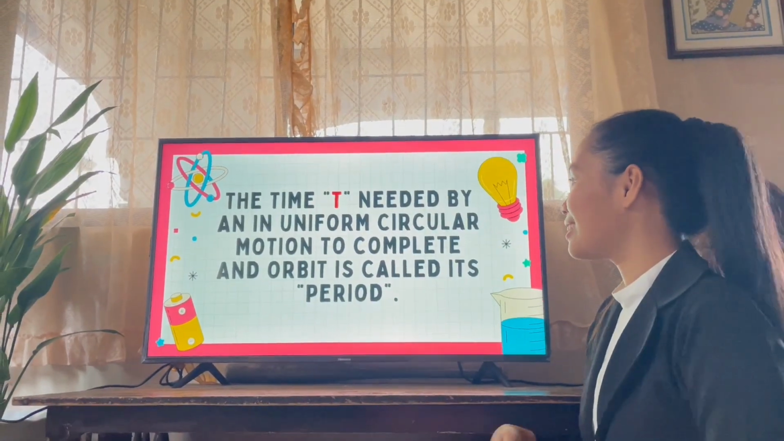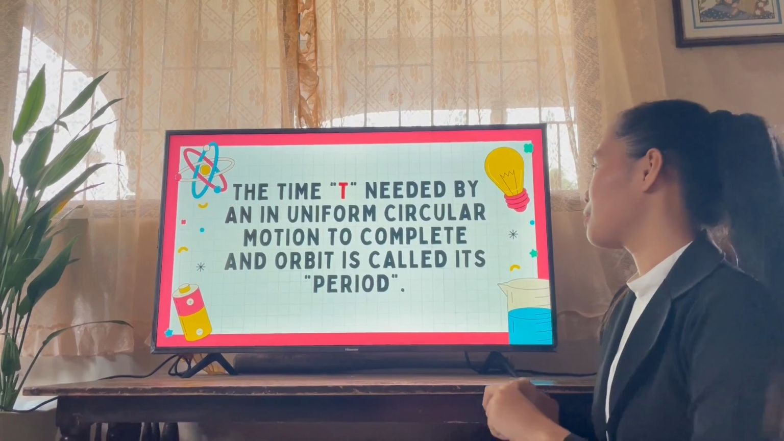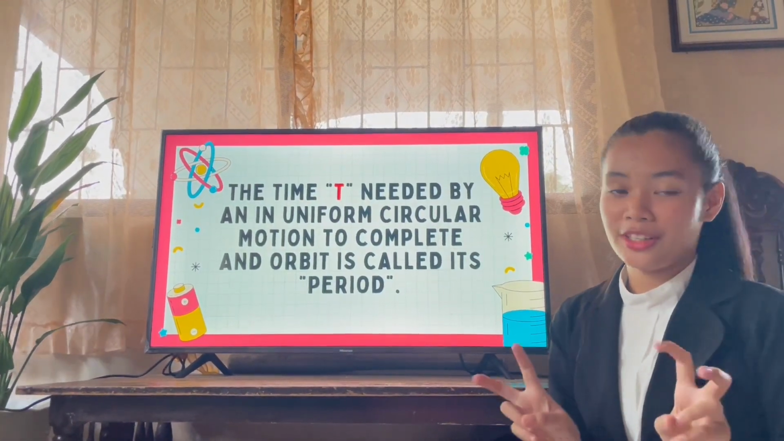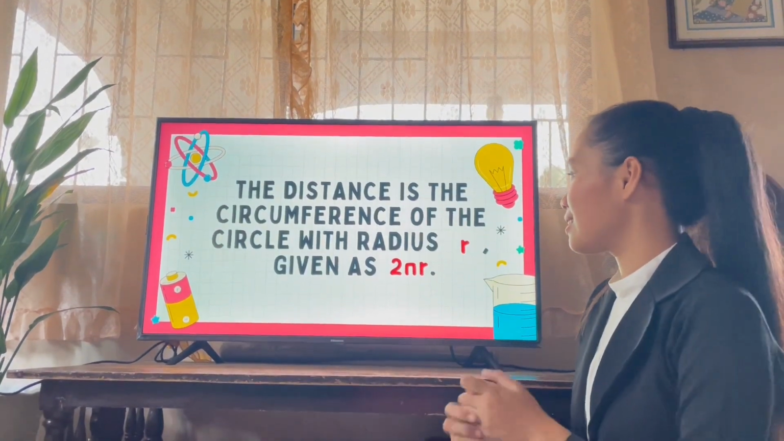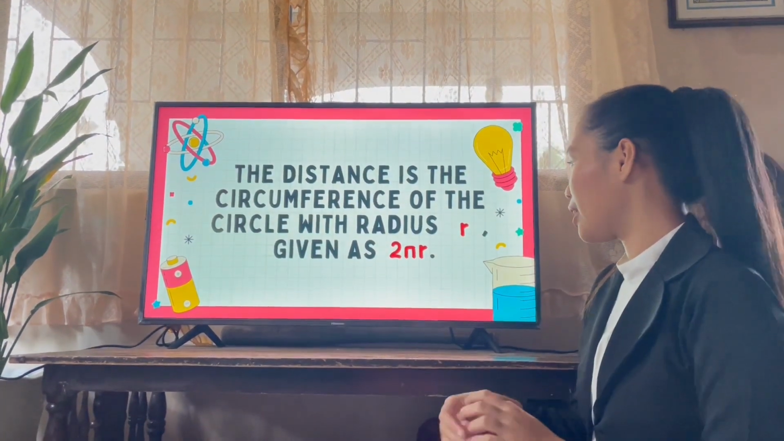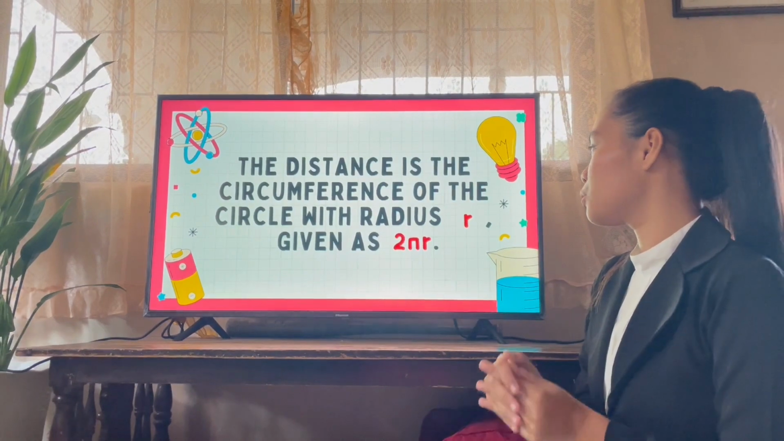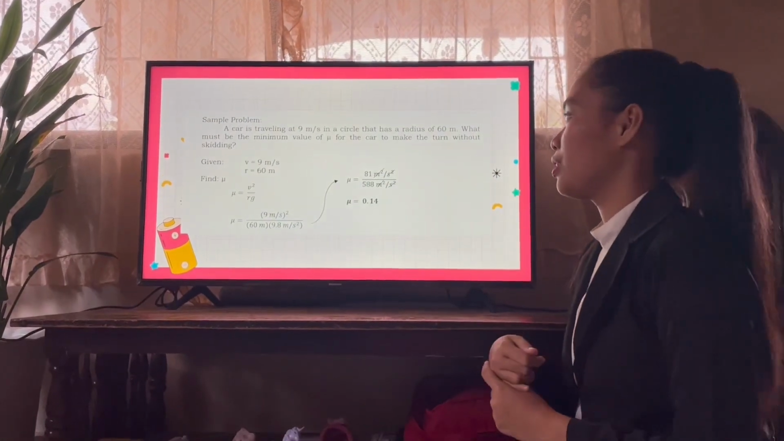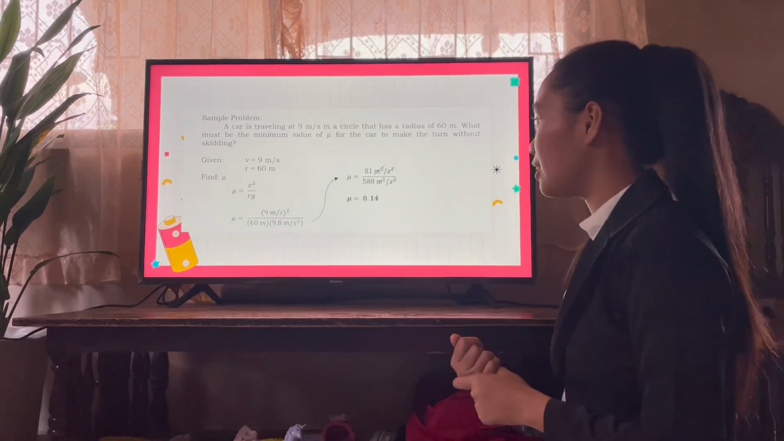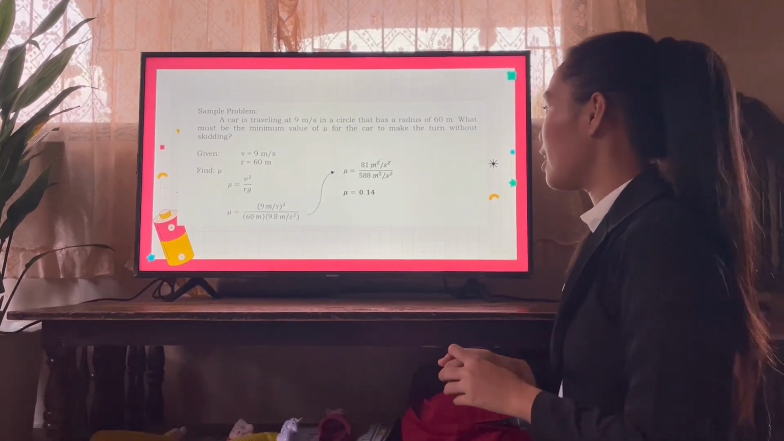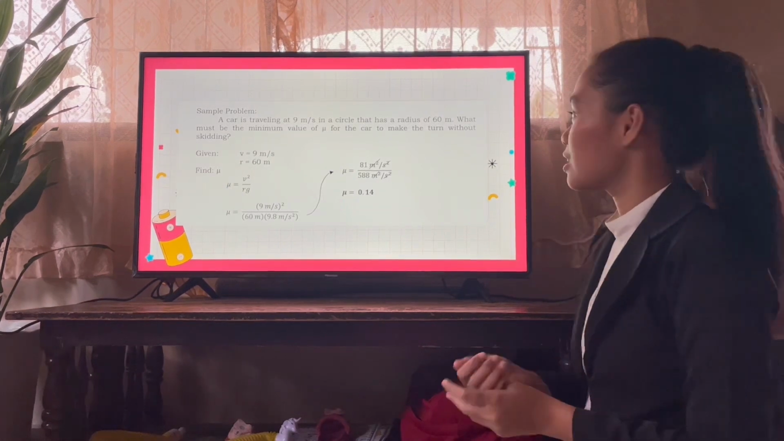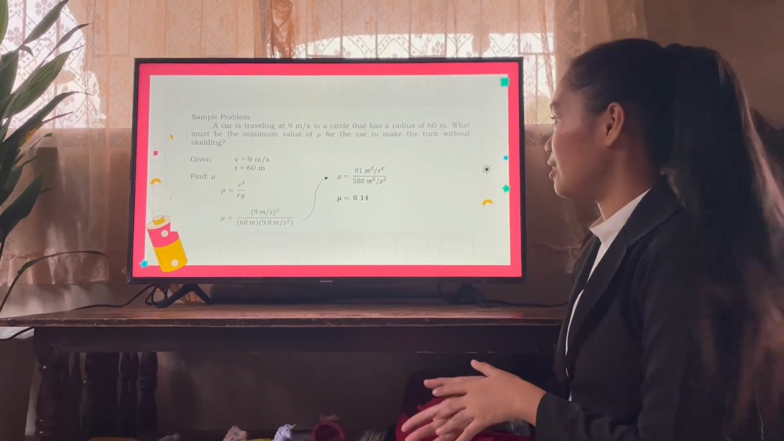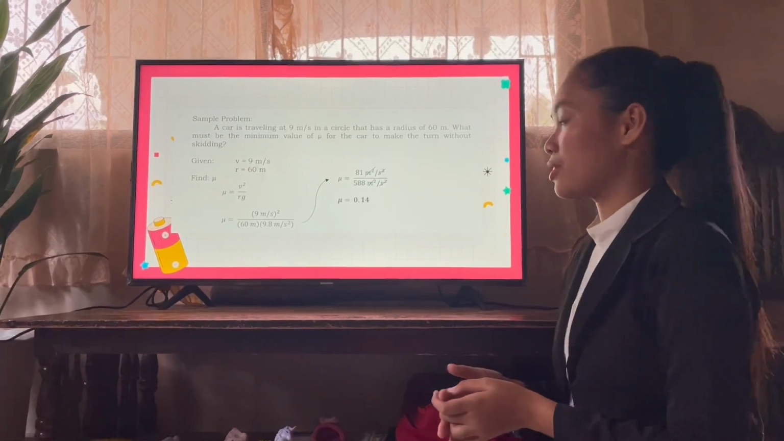The time, or t, needed by an object in uniform circular motion to complete an orbit is called its period. The distance is the circumference of the circle with the radius, or r, given as 2 pi r. Here is a sample problem. A car is traveling at 9 meters per second in a circle that has a radius of 60 meters. What must be the minimum value of the coefficient of friction for the car to make the turn without skidding?